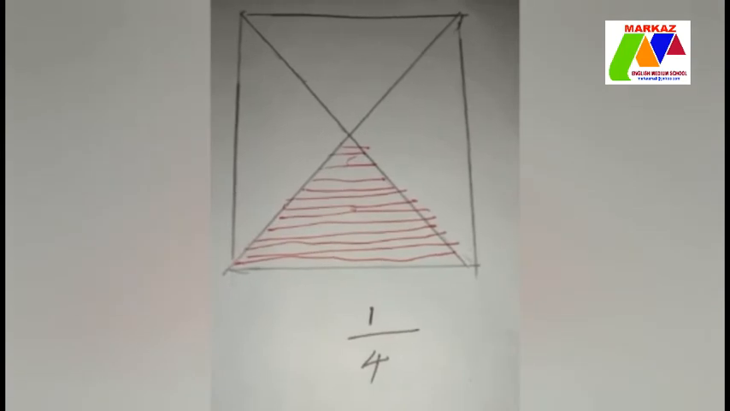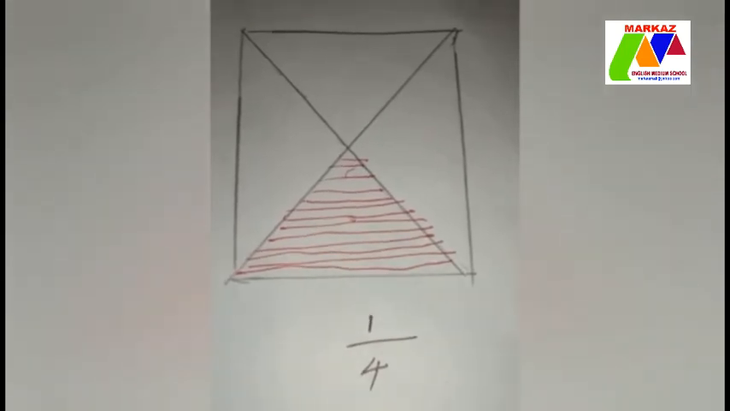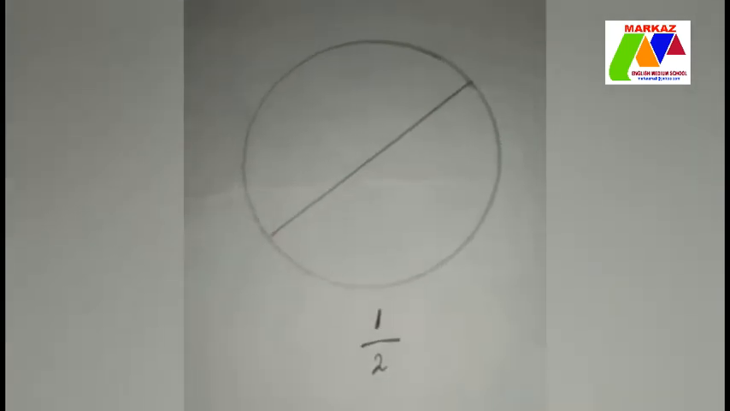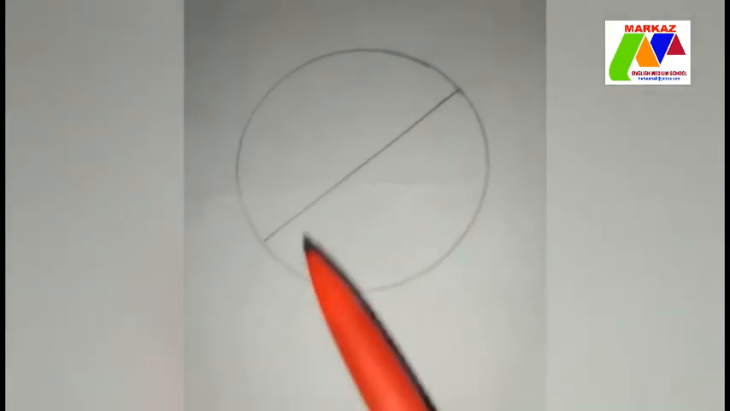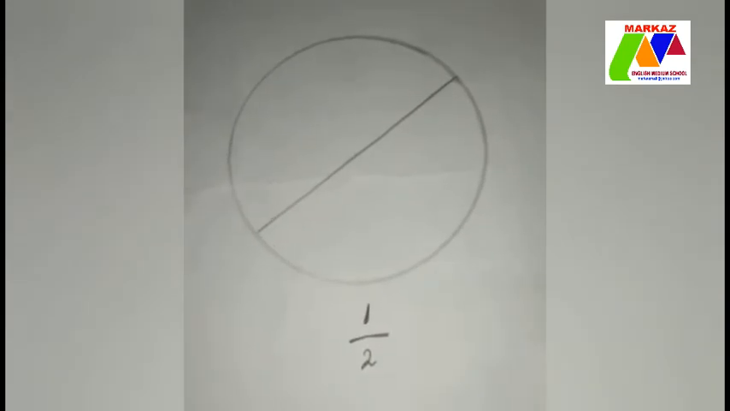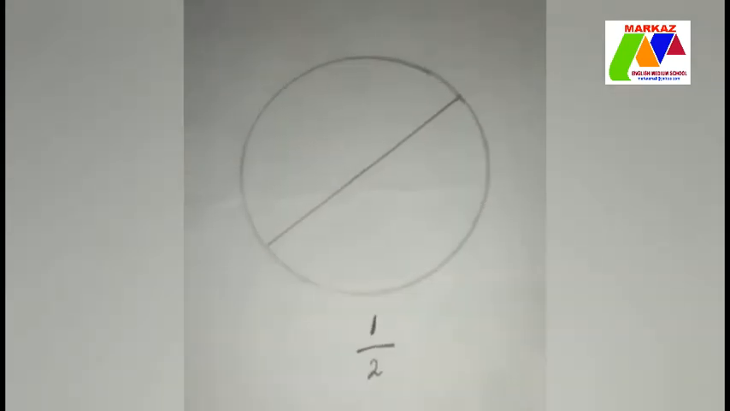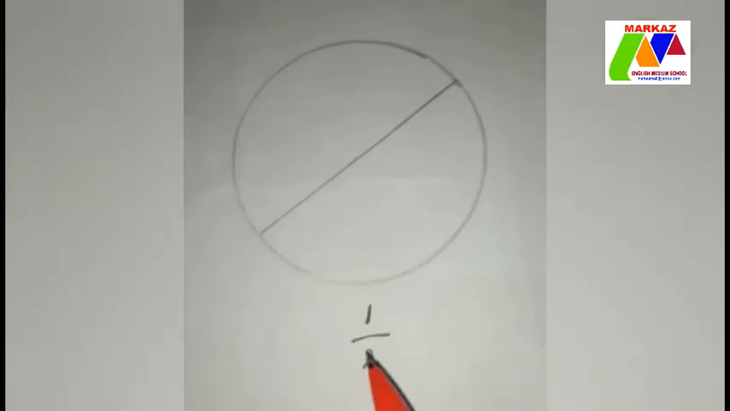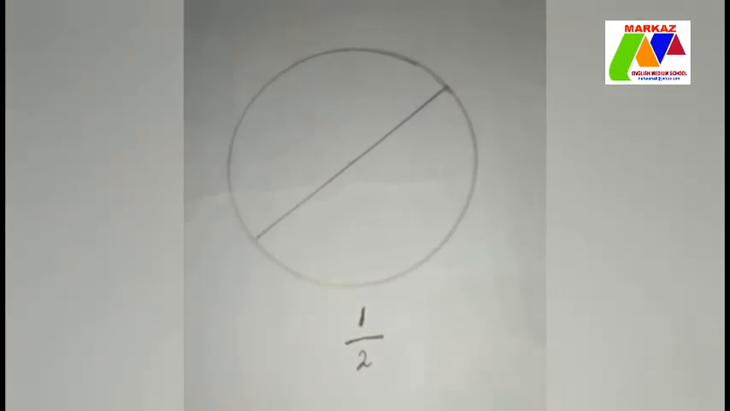So, this is 1 by 4 of this square. Children, over here, this circle is divided into 2 halves. That means 2 equal parts. And colored, what is that fraction?